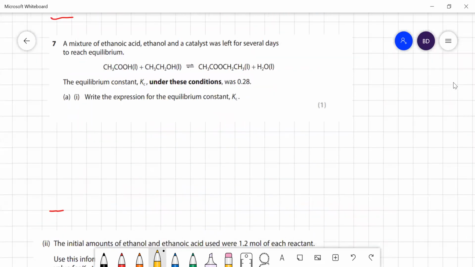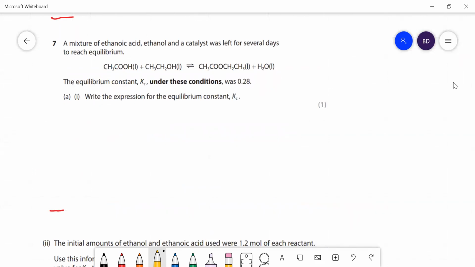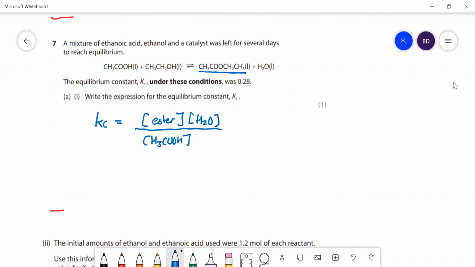Right. About equilibrium, ethanoic acid, ethanol, and a catalyst for several days. The equilibrium constant is Kc. Write the expression for the equilibrium constant Kc. Well, Kc is going to be equal to the concentration of the ester, I'll just write ester there to save writing it all down, the concentration of water to the power of 1, divided by the concentration of the acid, ethanoic acid, and the concentration of ethanol.